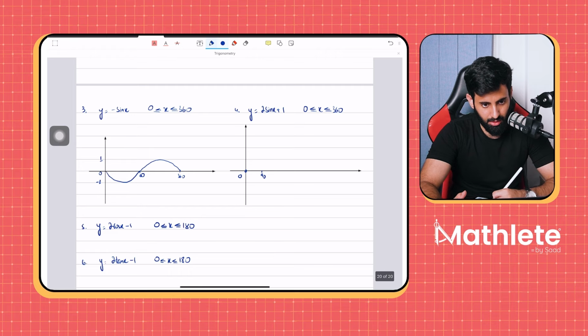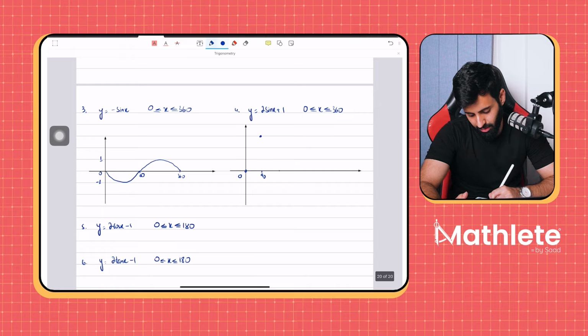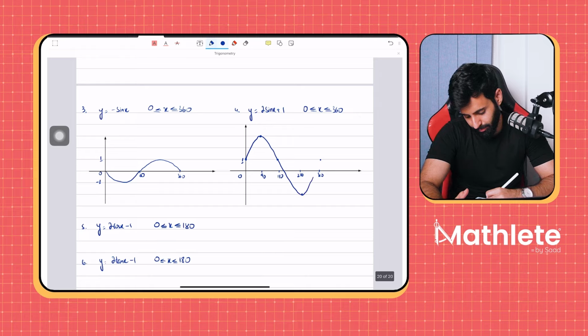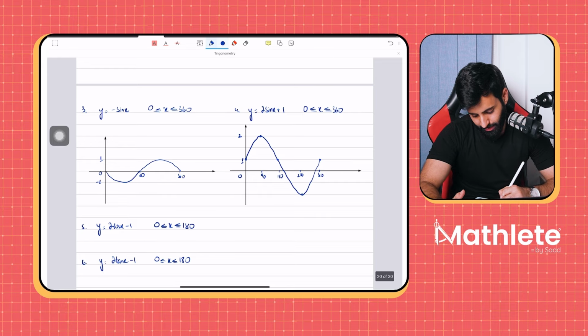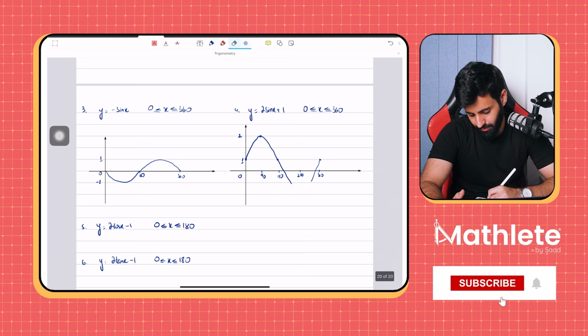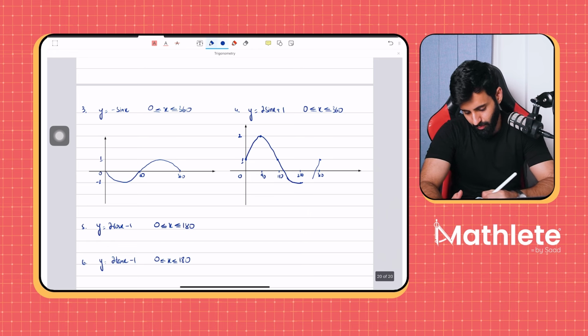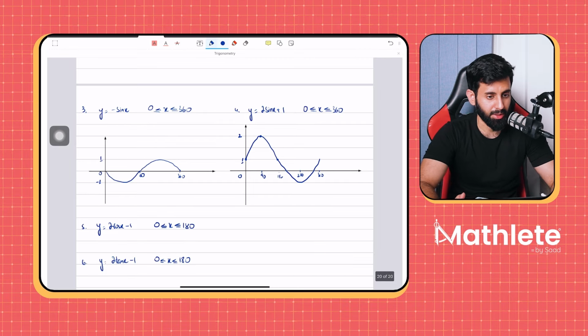Here's 0. At 90, it's going to be 3. So 1, 2, 3. It's going to be somewhere over here. At 180, it's going to be 1. So somewhere over here. And then at 270, it's going to be minus 2. So that means somewhere over here. And then at 360, it's going to be, wait a minute. No, wait, at 0, it's not going to be 0. At 0, it's going to be 1. So at 360, it's also going to be 1. So this is what it's going to look like. No, wait a minute. At 270, it's going to be minus 1. Sorry. Yeah, that's better. At 90, it's 3. Oh, yeah, it's 3. Sorry. This is 3.